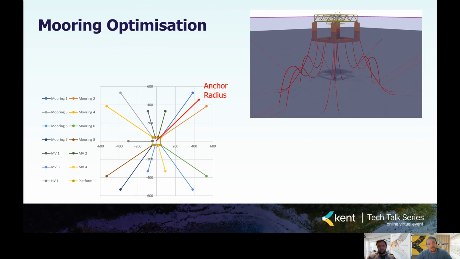And then this study is performed for 9 different water depths, ranging from 40 meters to 200 meters. And this is to try and cover all of the expected water depths for the first commercial scale developments.